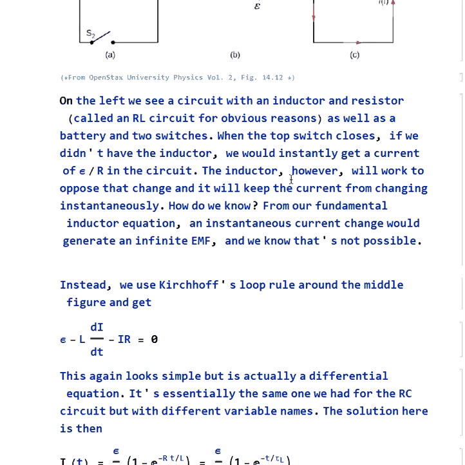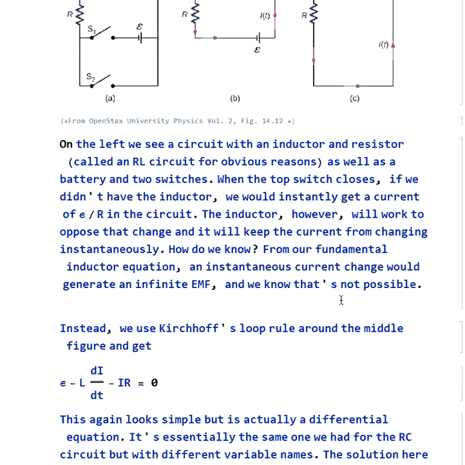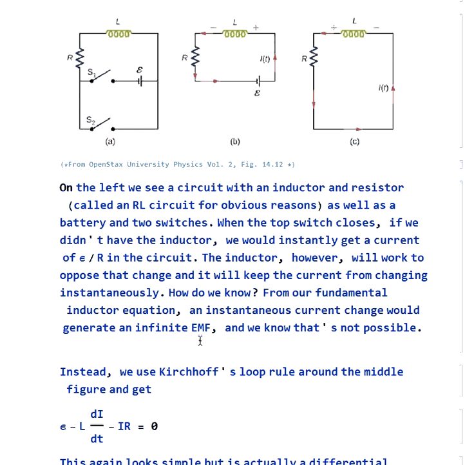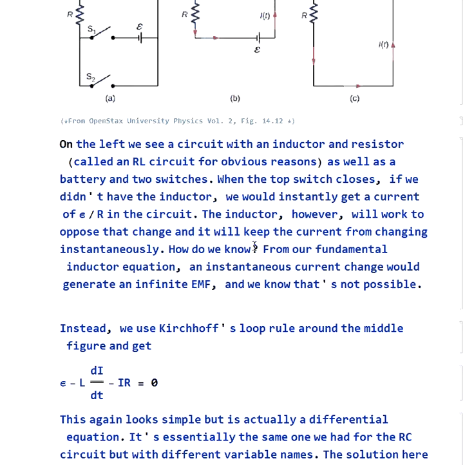Now, how do we figure this out? How do we do something useful with it? Well, our fundamental inductor equation, EMF is L di/dt, tells us an instantaneous current change would give us an infinite EMF. So that won't be possible. As soon as we close this switch or open this switch, instantaneously we don't have a change in the current. It can start to change, and we'll see what that formula is, but infinitesimal time after we close the switch, nothing happens.